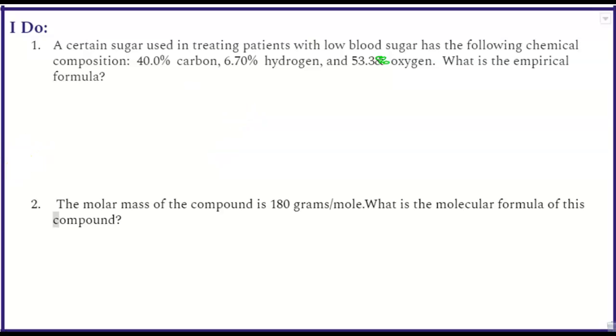So the very first thing to do is, if they give you the percent, again, we're thinking of it as, okay, if I had 100 grams, then 40% carbon would mean I'd have 40 grams. So that's where we're going to start. Now, this is kind of my setup of how I like to do it, kind of in organizing my data. So I do carbon, hydrogen, and then oxygen.